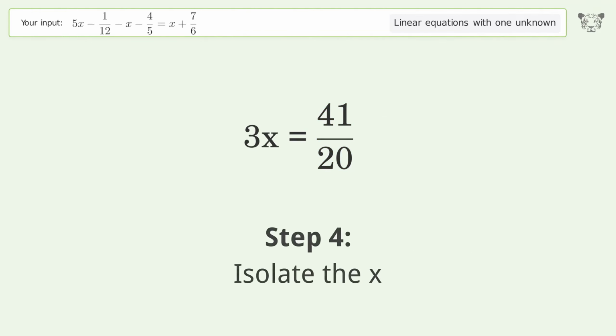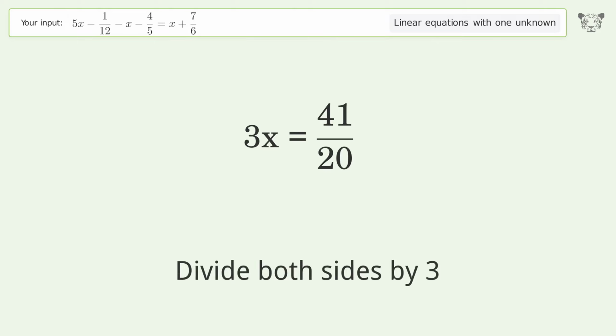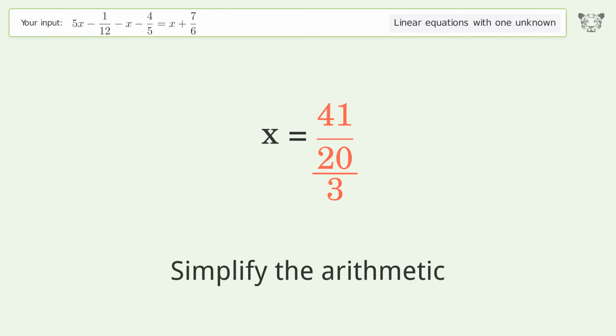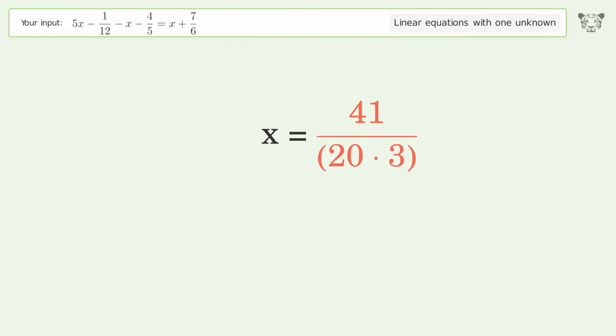Isolate the x. Divide both sides by 3. Simplify the fraction. Simplify the arithmetic. And so the final result is x equals 41/60.